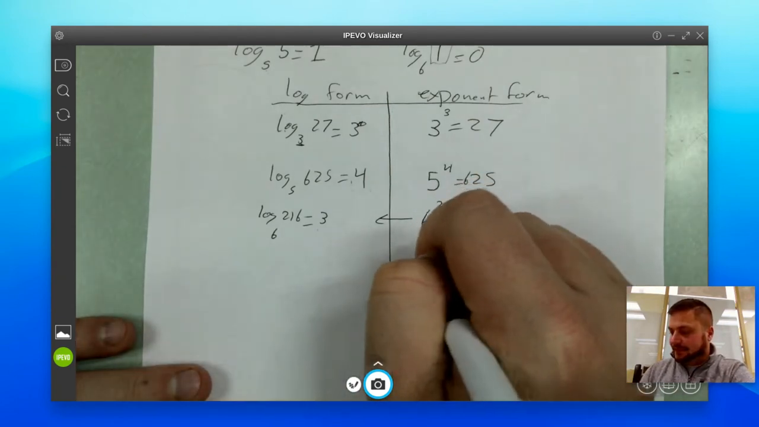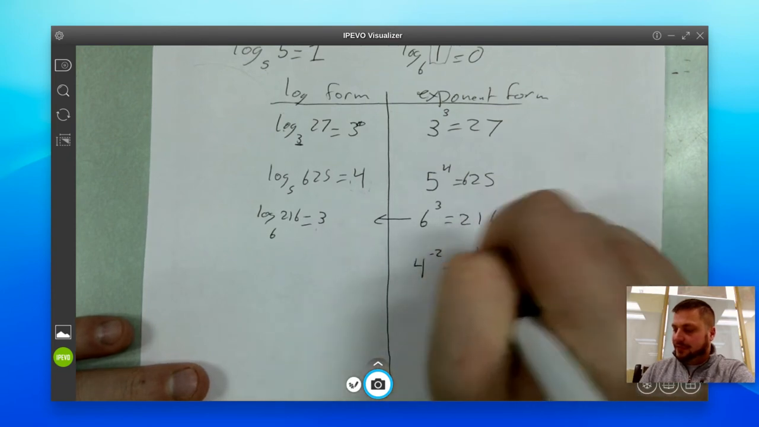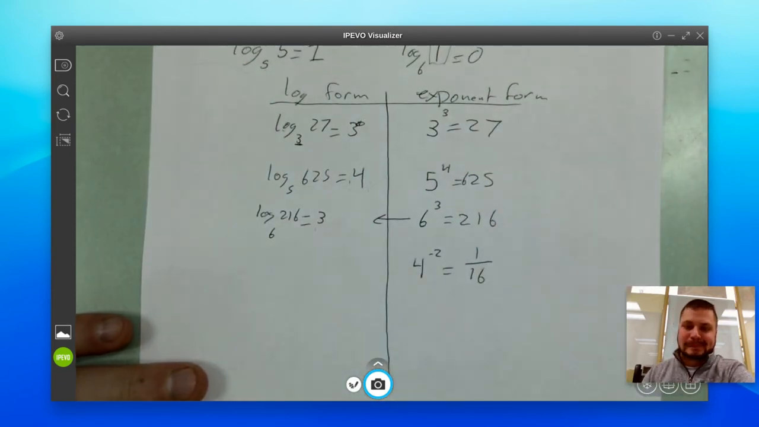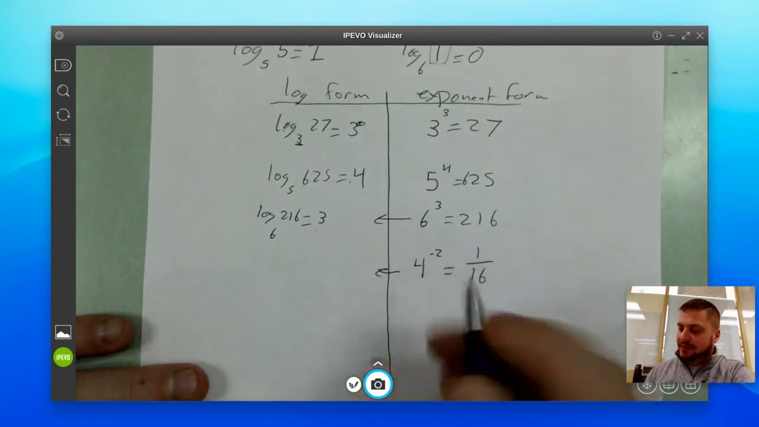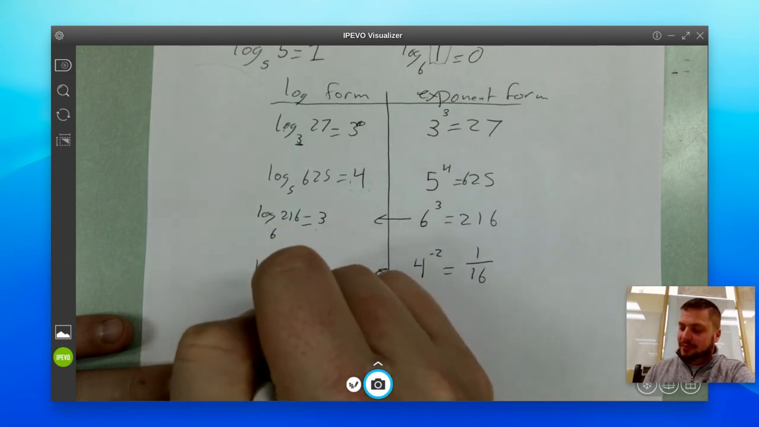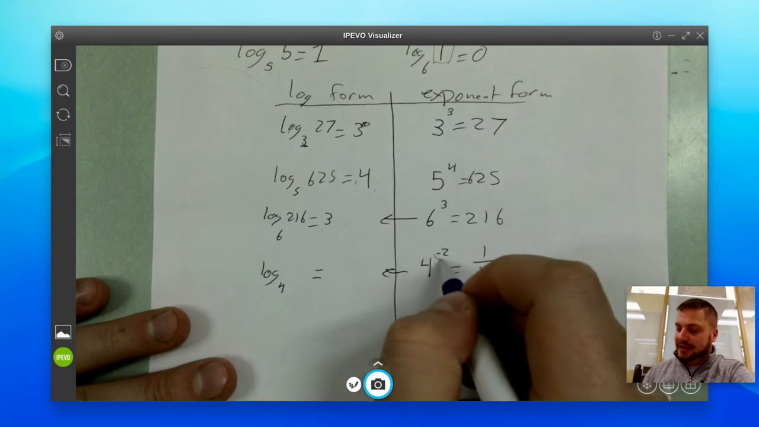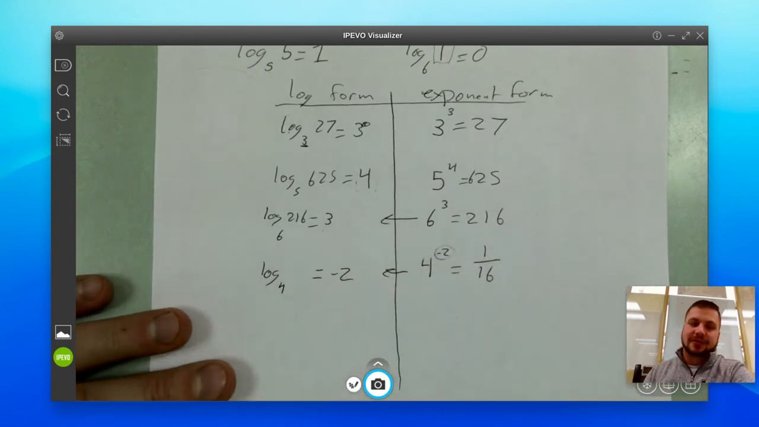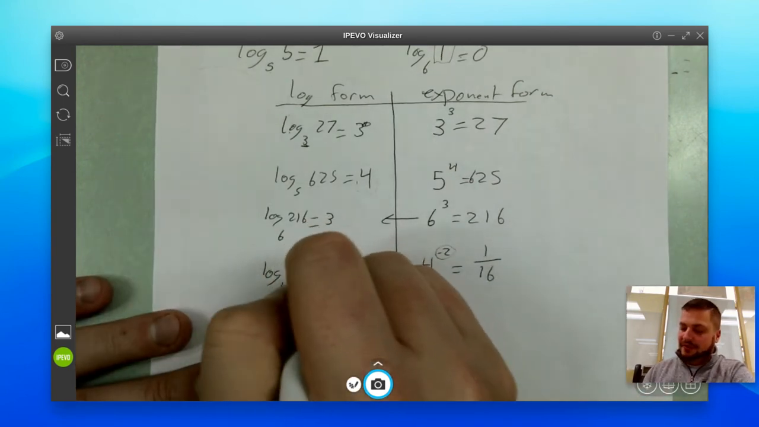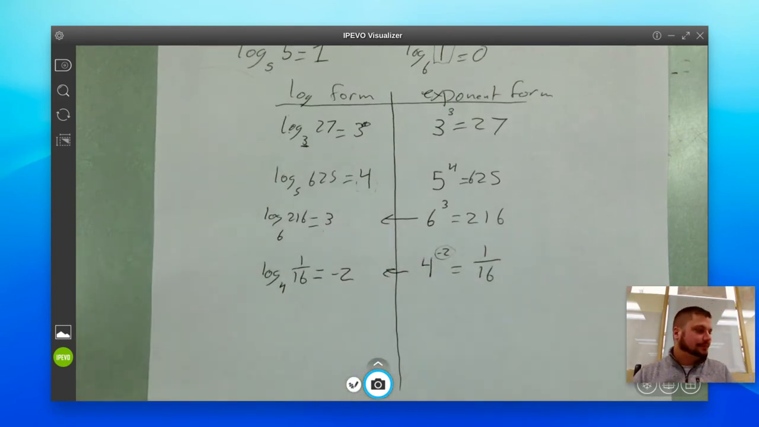How about 4 to the negative 2 is equal to 1 over 16? Change forms, go back to log form. The base stays the same. So this is log base 4. Now I write my equal sign. The answer to any log is the exponent. The negative 2 must be the answer. So the 1 over 16 goes here. Okay.